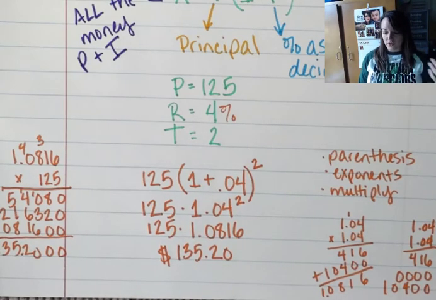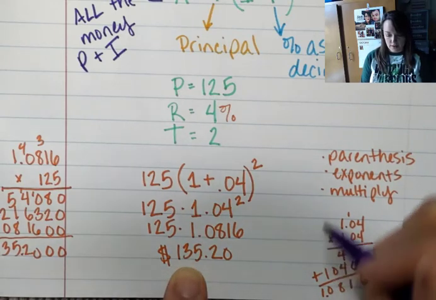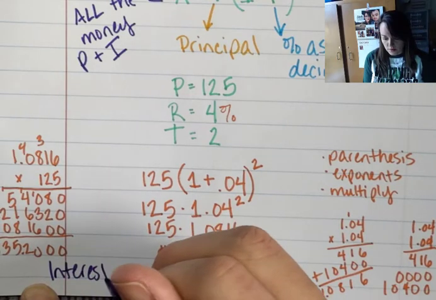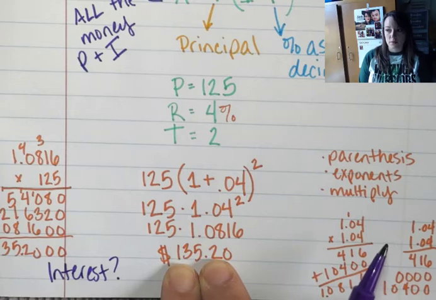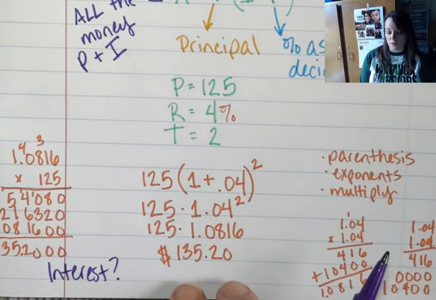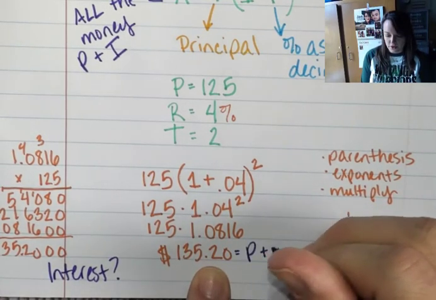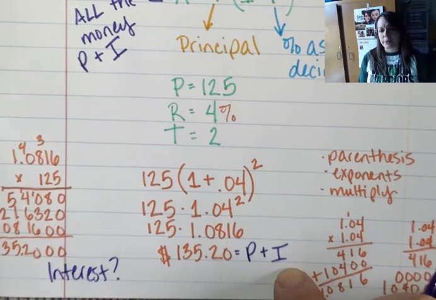So what if the question said, okay, how much interest was there? How would you figure that out if you had this? If I'm asking, what's the interest? You have P plus I. This is P plus I. This equals the principal plus the interest. You only want interest. Why do we divide by 2?